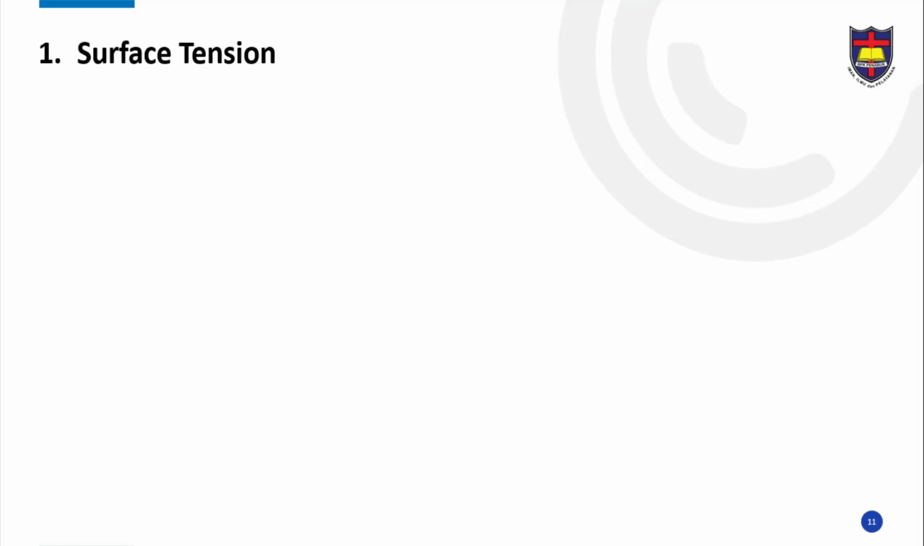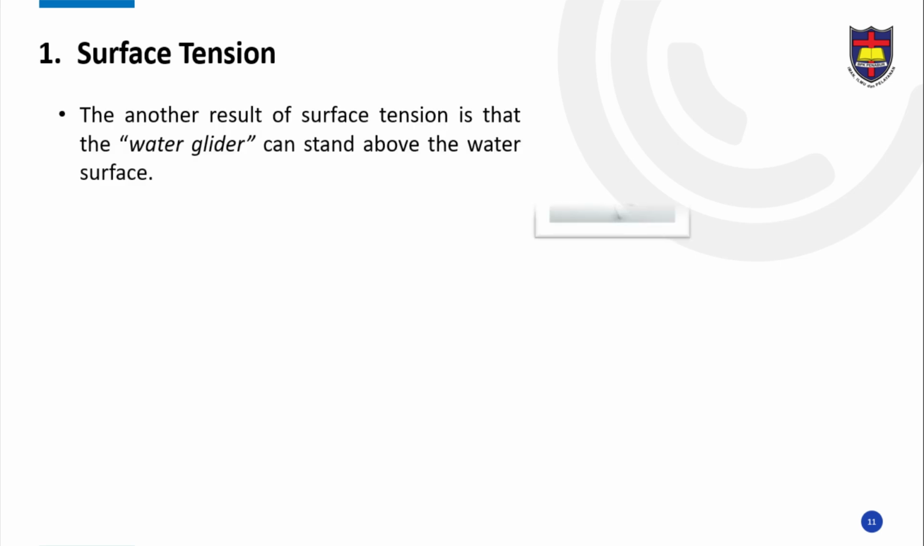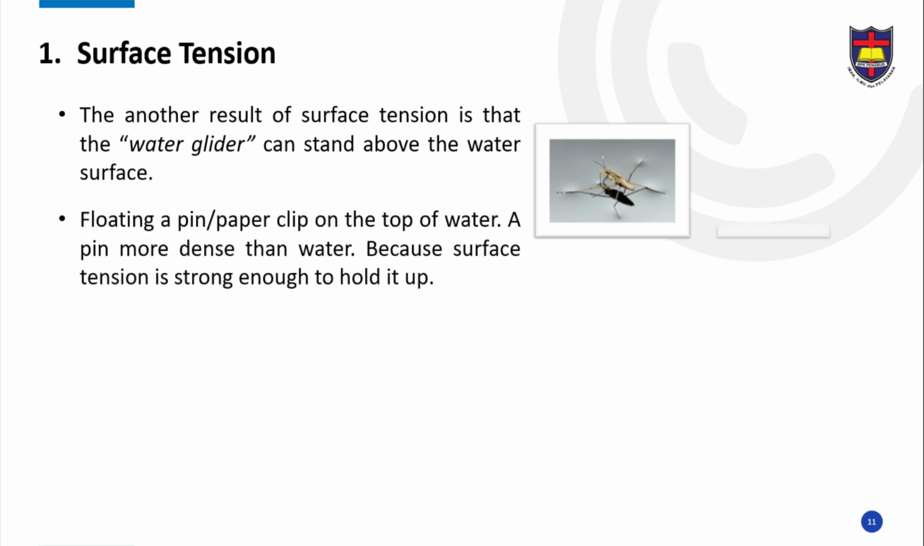Okay, from this example, we can say that's why the water strider can stand on the water surface. It is also the result of surface tension. Another activity: if we want to float a pin or a paper clip on top of water, a pin is more dense than water, right? But why doesn't it sink? Because surface tension is strong enough to hold it up. From this example, we can see water does have really strong surface tension, right?